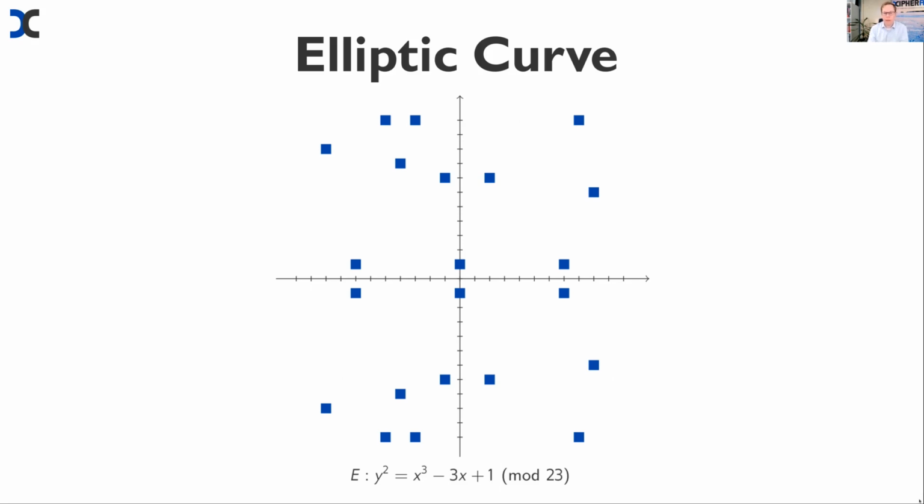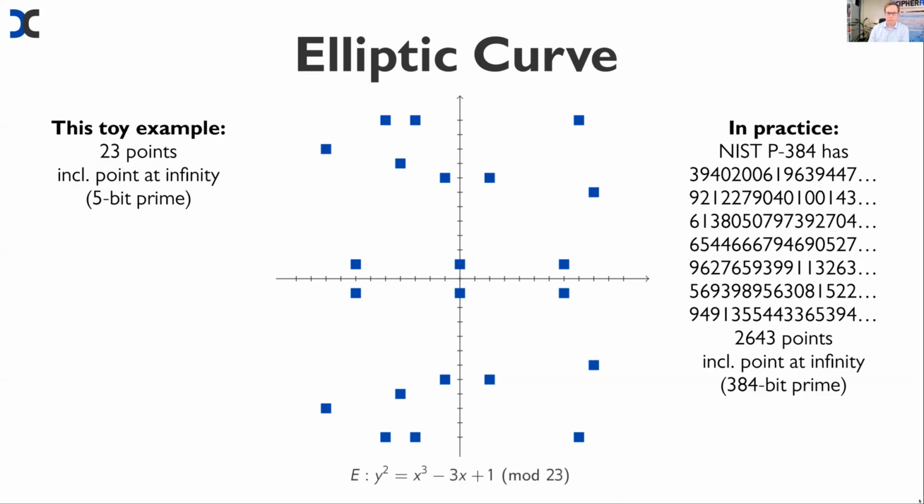Here, as I said, the number of points is only 23, but in practice, we of course use curves with a much higher number of points. So here on the right-hand side, you can actually see the number of points on a practically used curve, NIST P384. So the difference to this toy example is truly significant. Actually, the number of points on P384 is a 384-bit prime, whereas in our toy example, it's only a 5-bit prime. So you can really see the difference here.